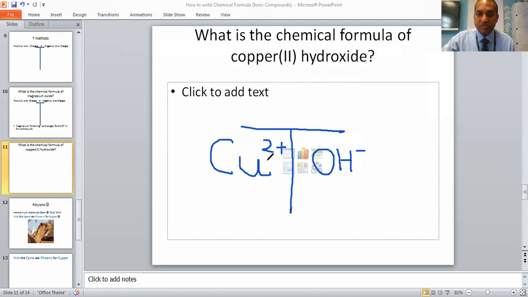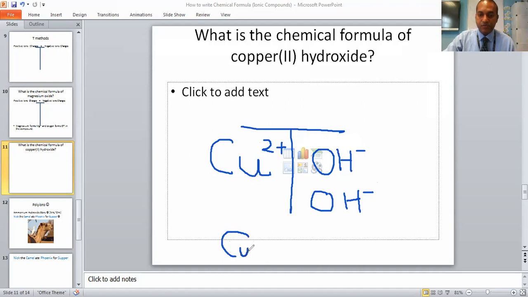If you have 2 positive here and 1 minus here, it is not balanced. So I would need the same ion another time. I'm going to write another OH here. So now I have a 2 plus on my left hand side and 1 minus and another 1 minus, 2 minus, on my right hand side. Therefore, it is balanced.